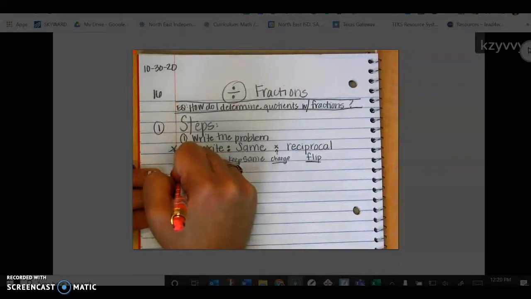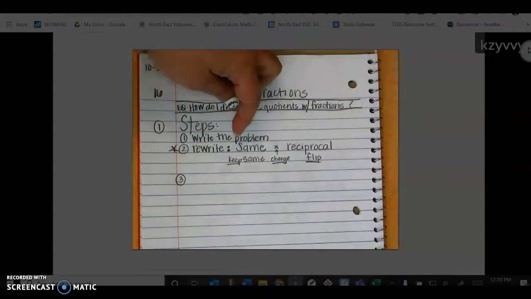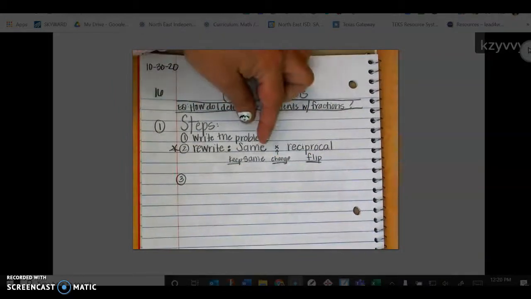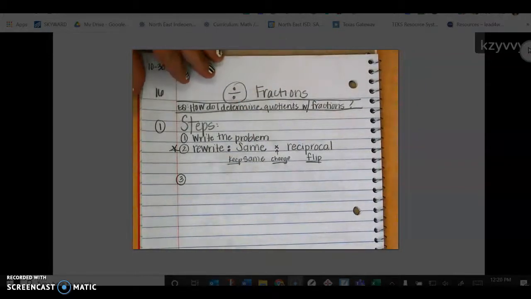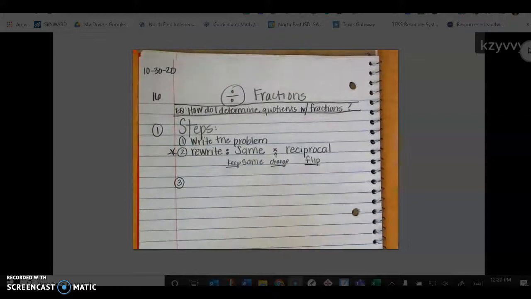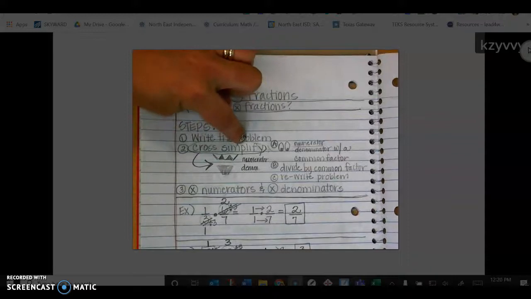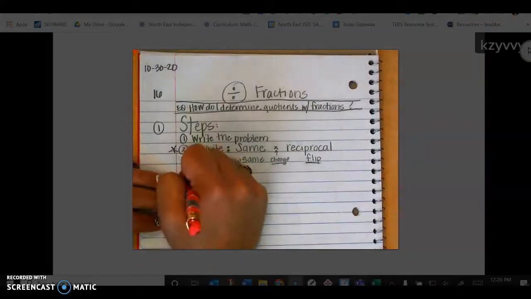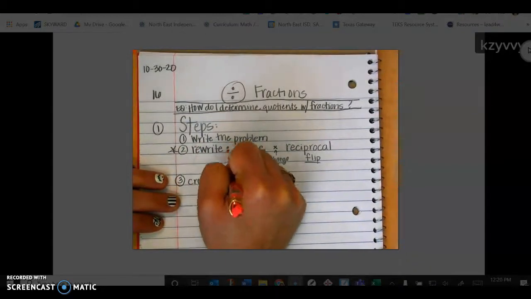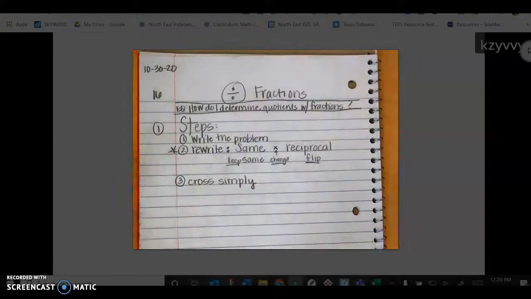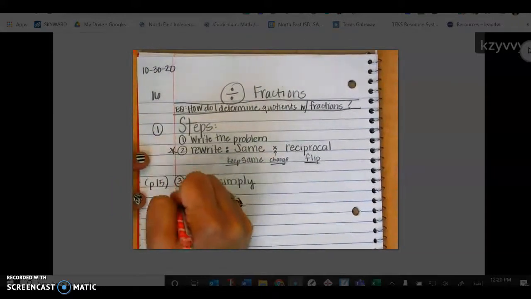Let's go to number 3. Here's the cool thing. When you change it to keep, change, flip, or multiplying by the reciprocal, you now just follow your multiplication rules that are on page 15. So now I'm going to write down cross simplify, because that's going to be your next step. We're going to borrow that from multiplication. I'm not going to rewrite the steps for cross simplify, because if you forget, you can always go to page 15 to review those.